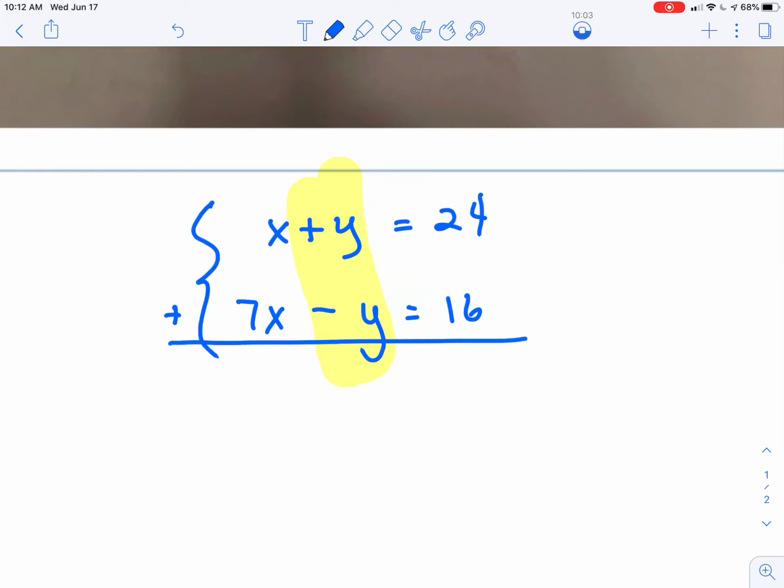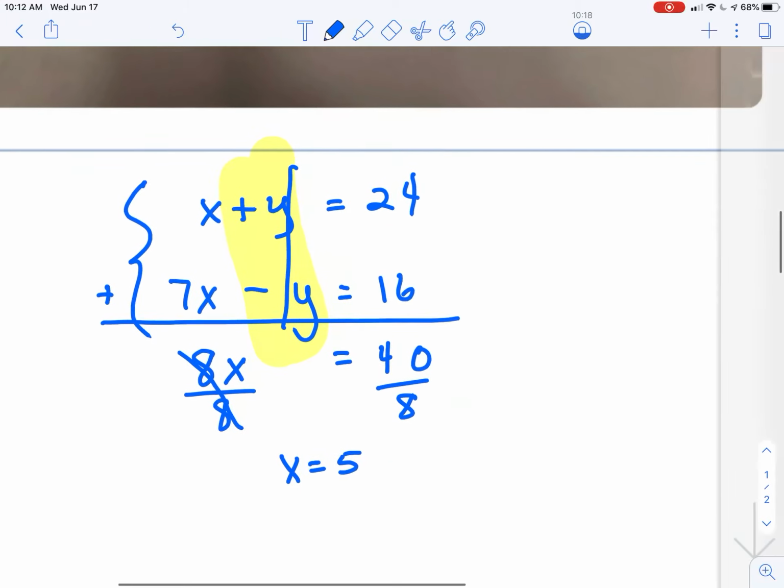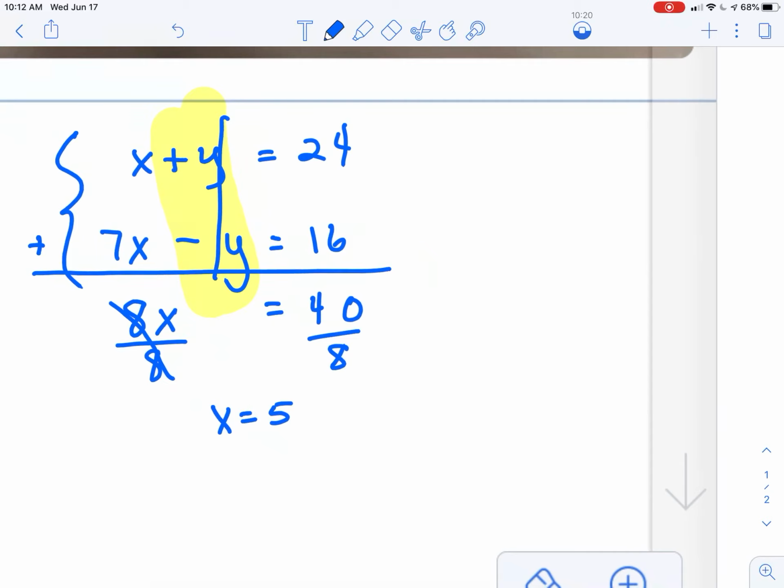So I'm going to add together x plus 7x, and I will get 8x. These cancel each other out, and I end up with 40 over here. Okay, I divide by 8, and x is equal to 5. So now I know that the x value, 5, will work in both of those equations. But let's figure out what y is now.